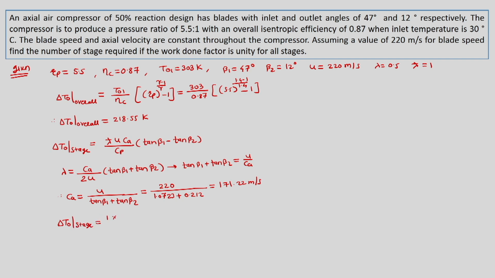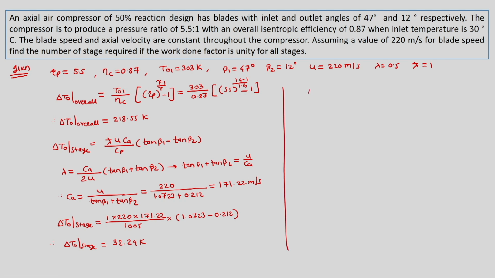So we know the work done factor is unity, U is 220, Ca is just now found out as 171.22, divided by Cp which is 1005, into tan beta 1 which is 1.0723 minus 0.212 which is tan of beta 2. Delta T naught stage is equal to 32.24 Kelvin.